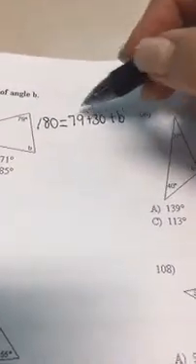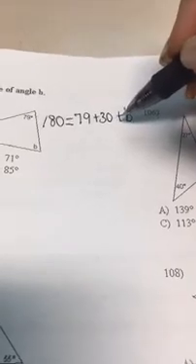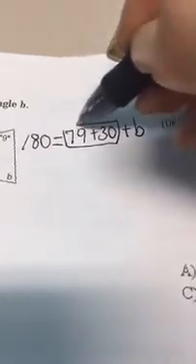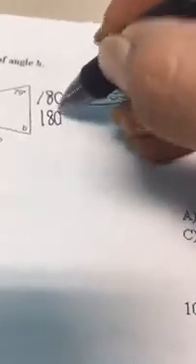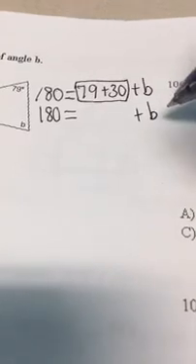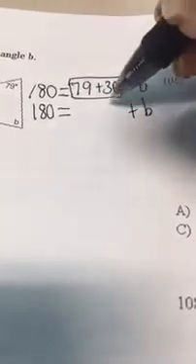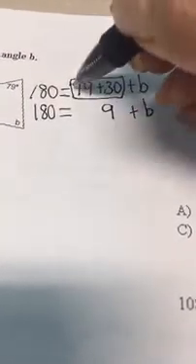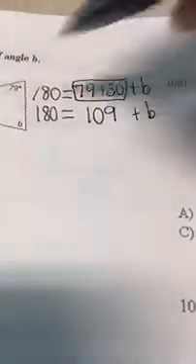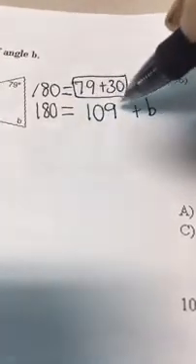So step one is to combine your like terms. We have two constants over here. Those are numbers that don't have letters attached to them. They're variables. So we're going to combine 79 plus 30. Your 180 comes down, your equals sign comes down, and your plus b comes straight down. 9 and 0 is 9. 7 plus 3 is 10. So now we have 180 equals 109 plus b.